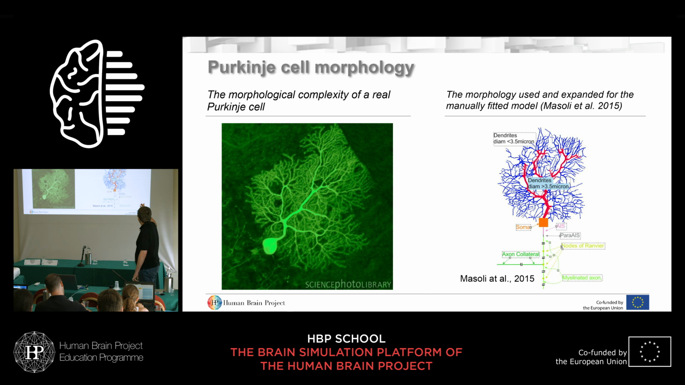So in this case, this is the original from a guinea pig. I have a big, massive dendritic tree. Dendrites were divided by diameters, so that is the reference. I've added the axon initial segment, the para-axon initial segment, nodes of Ranvier, axon collateral, and everything. This is the model I made, published in 2015, and it was done by hand: manual fitting of each single conductance on the morphology.